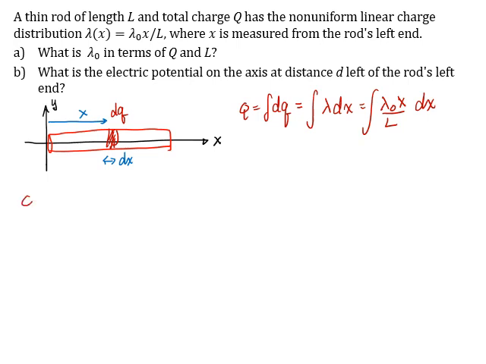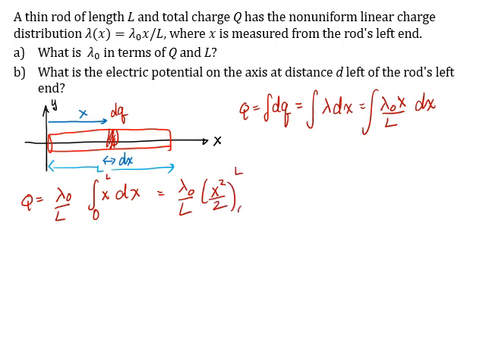Okay, so let's carry on with our integral. We'll take the constants out front. Q is equal to lambda naught, that's a constant, divided by L. We're integrating x dx. We need limits on our integral. We'll start at the left end of the rod, where x equals 0, and we'll stop at the right end of the rod, where x is equal to L, because the rod has total length L. Okay, the integral of x dx is x squared over 2.